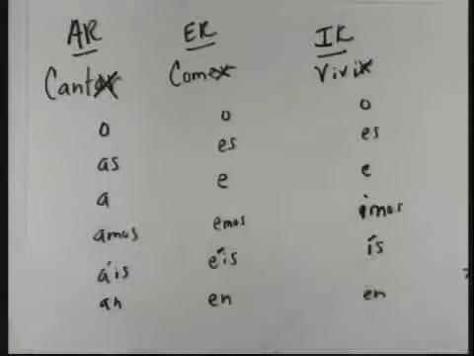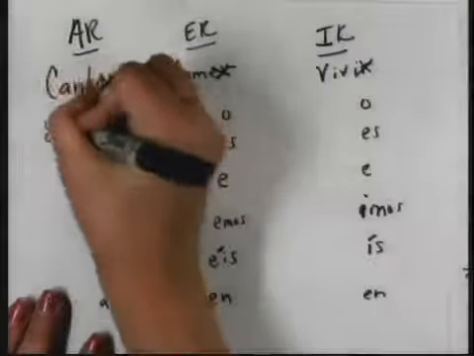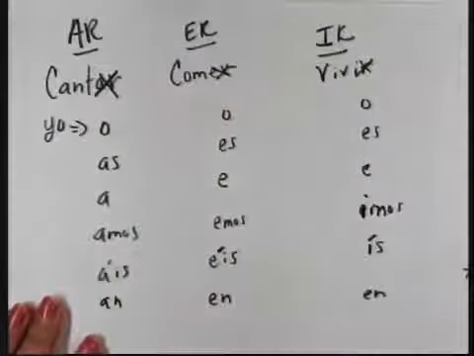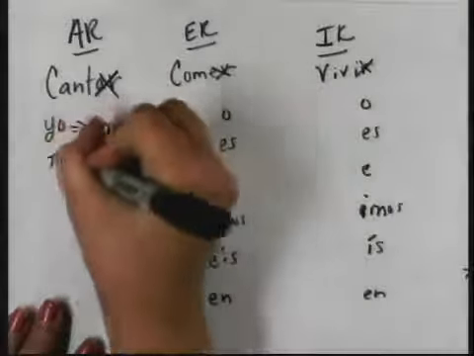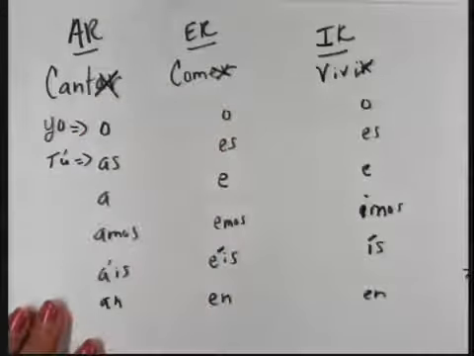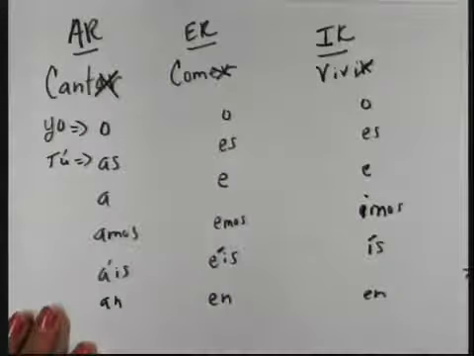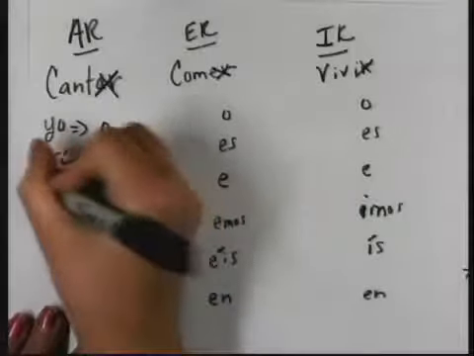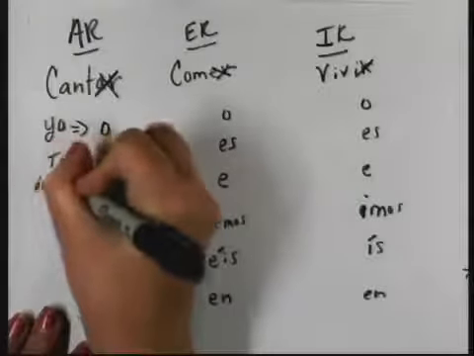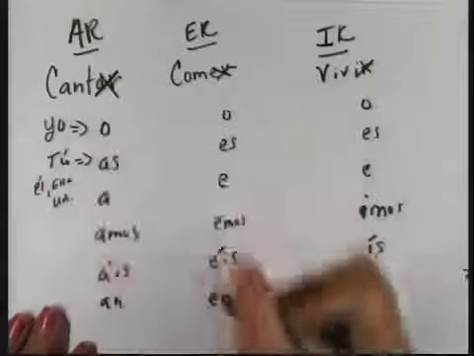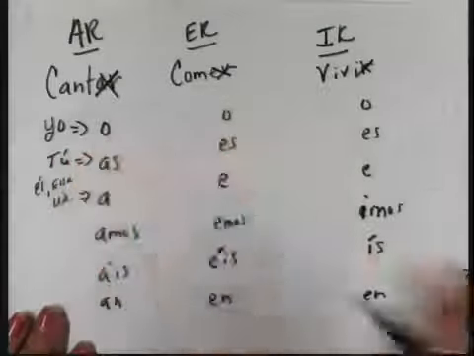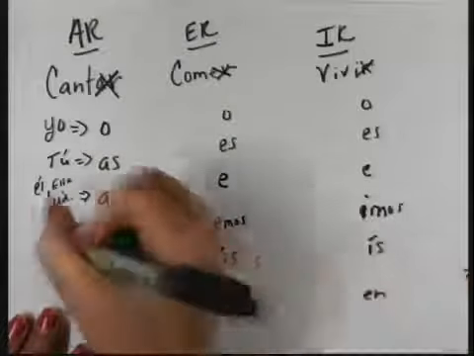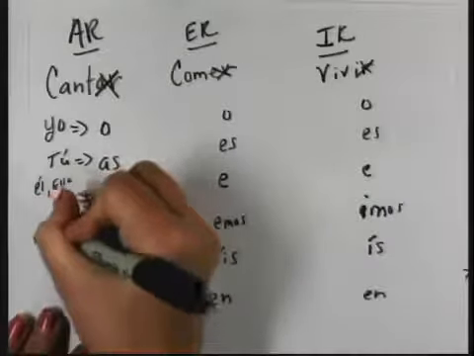Now we know there's 6 forms for every verb. We know what the form is. Yo goes with O. Yo for O. What's the next one? Tú, informal you. Has an S. Almost always has an S. Then we have él, ella, usted, he, she. Formal you is with the vowel, a, e. Then we have nosotros.